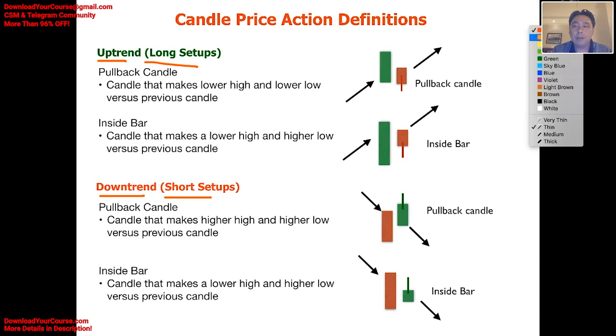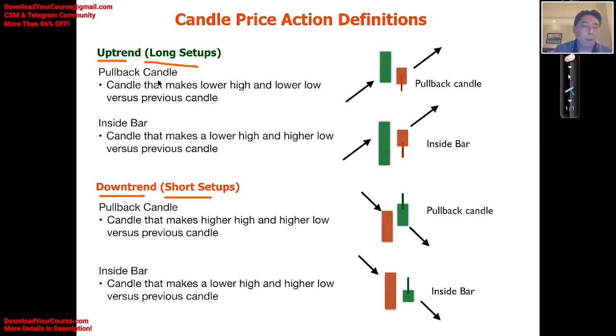So first, understand what it means to have a pullback candle, okay? So the definition is such. A pullback candle is a candle that makes a lower high and a lower low versus the previous candle, okay? So over here you can see that, right, the price is going up and we've got this bullish candle over here, okay?